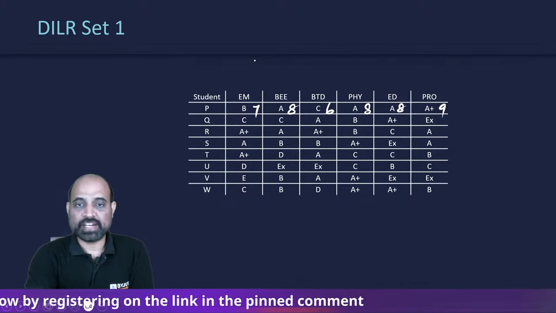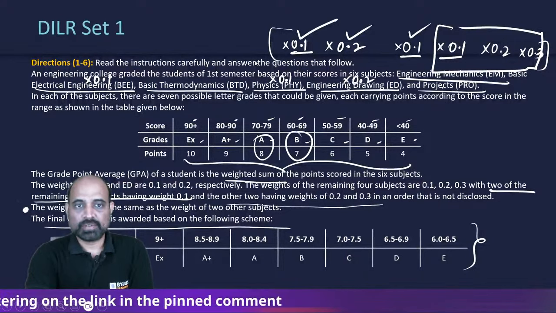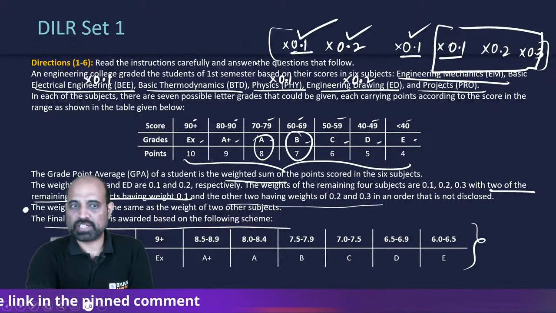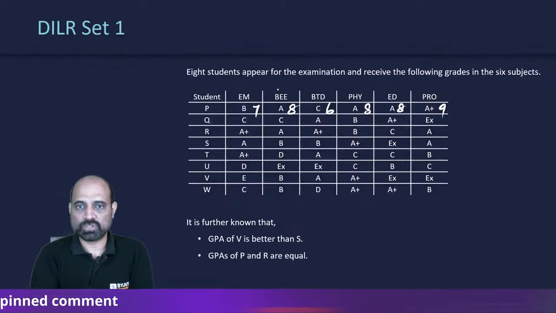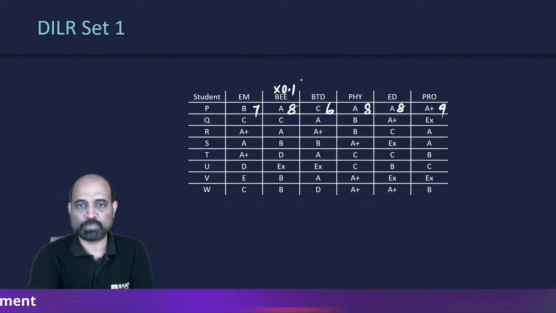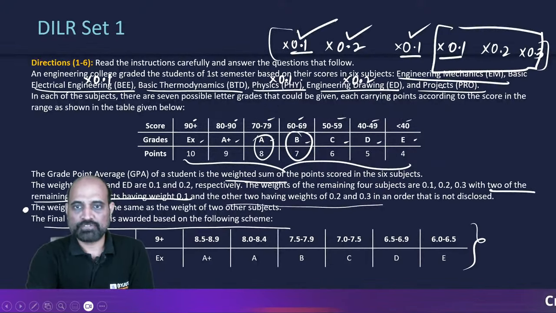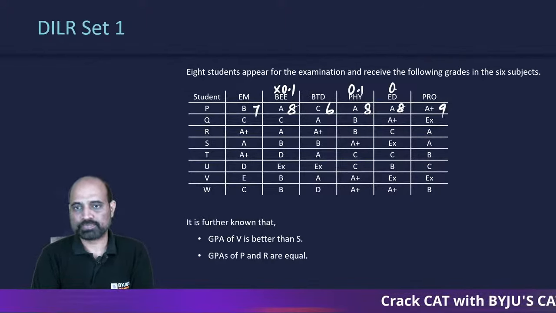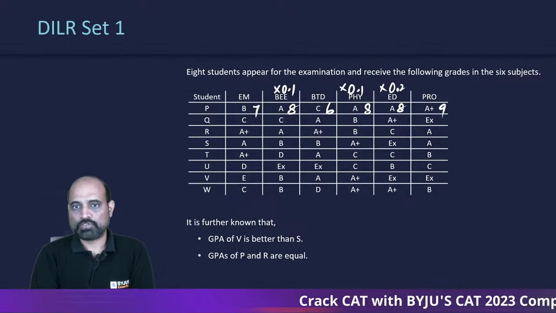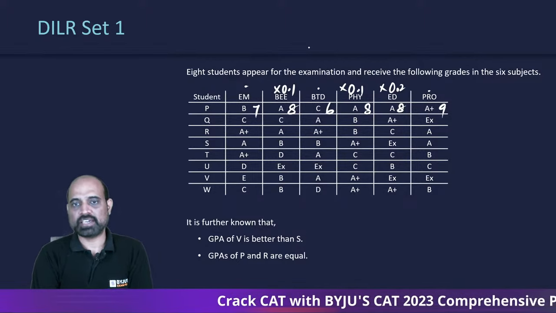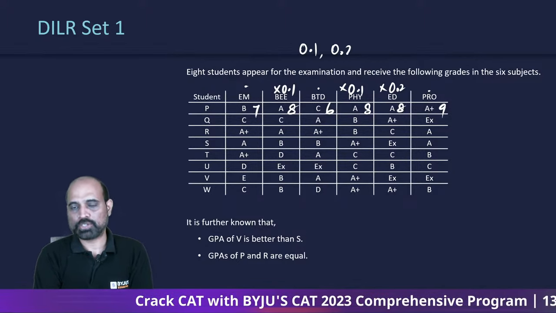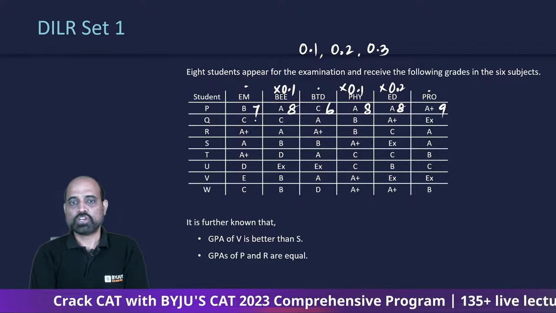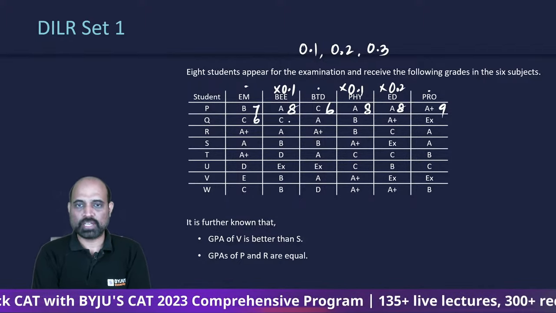And also the weightages are, electrical engineering is 0.1, so this is going to be multiplied with 0.1. Physics 0.1, engineering drawing 0.2. We are not sure about the remaining 3. Among these 3, one is 0.1, one is 0.2, one is 0.3. So this is how we will be calculating.